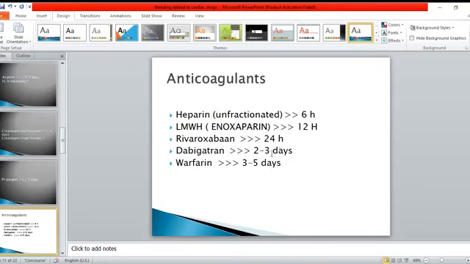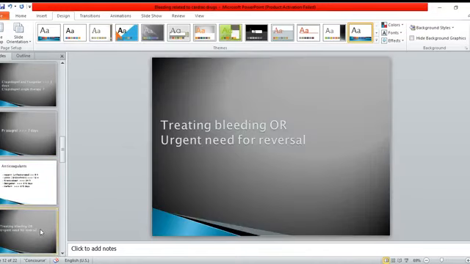Usually we need 3 days if the patient has some renal impairment. Warfarin, we need 3 to 5 days before surgery, unless the INR is already low. If the INR is already low, below 1.5, we may go for surgery and no need to wait for 3 to 5 days. So this is a practical, rapid approach.